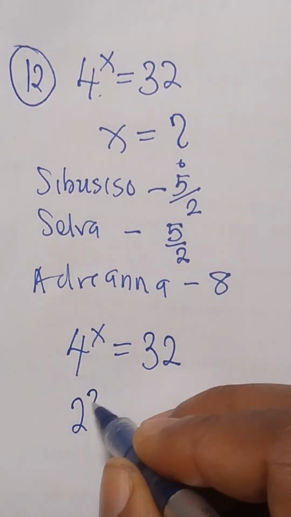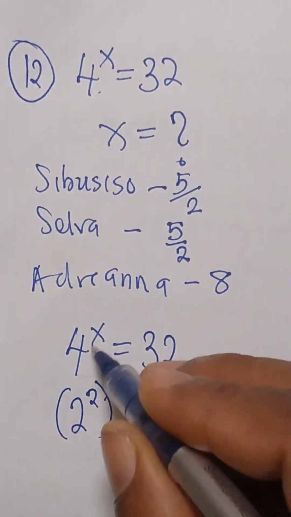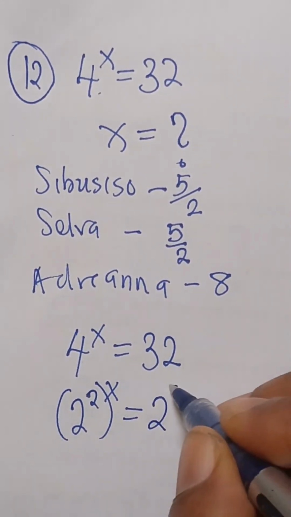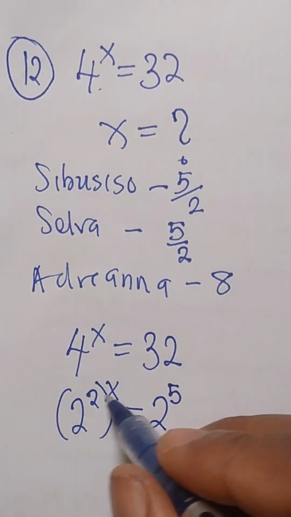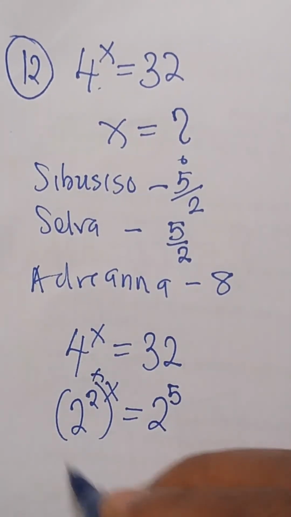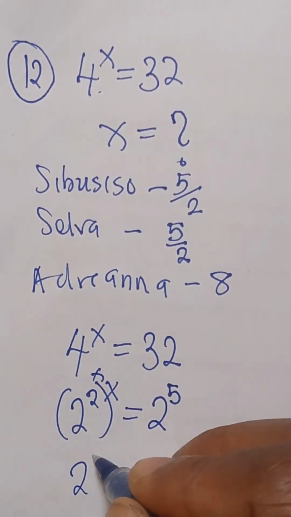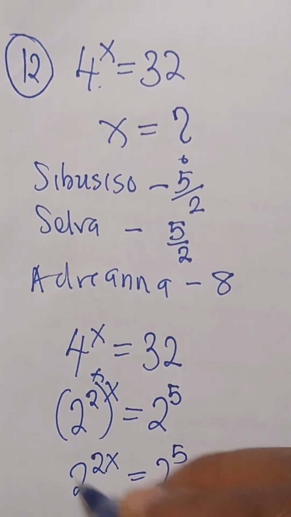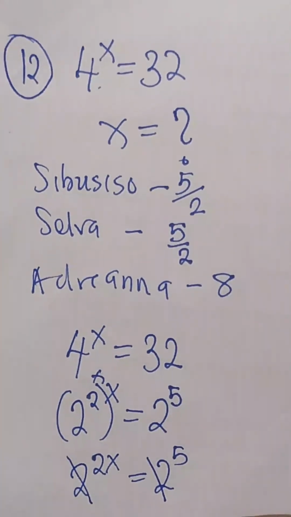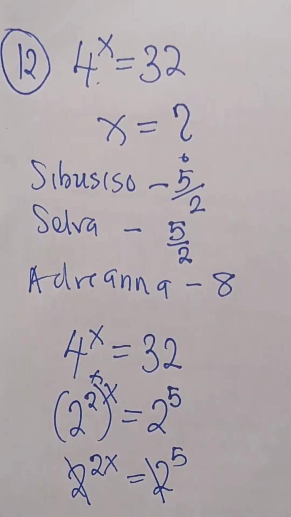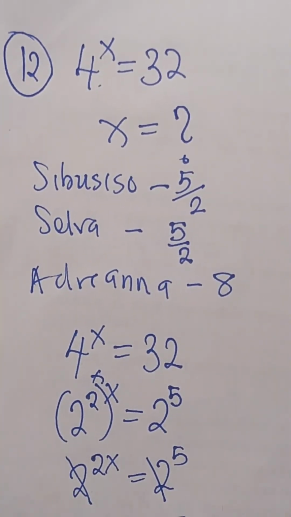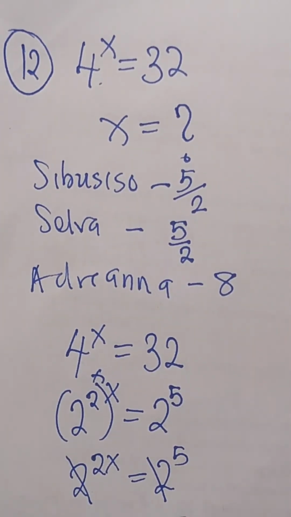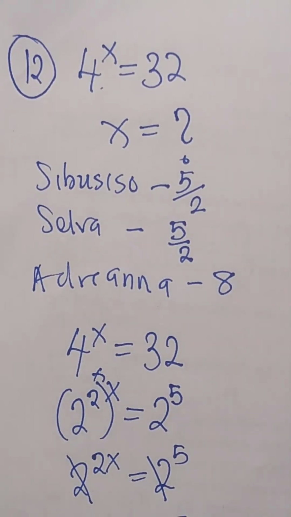So we have 2 squared, to the power x, equals, now 32 is 2 raised to the power of 5. This is multiple powers and we multiply them like this. So 2 times x is 2x, equals 2 to the power of 5. You see the bases are the same. We equate their powers, so we have 2x equals 5. Divide this side by 2, divide the other side by 2, so we cancel and have x equals 5 over 2, and that is the answer.